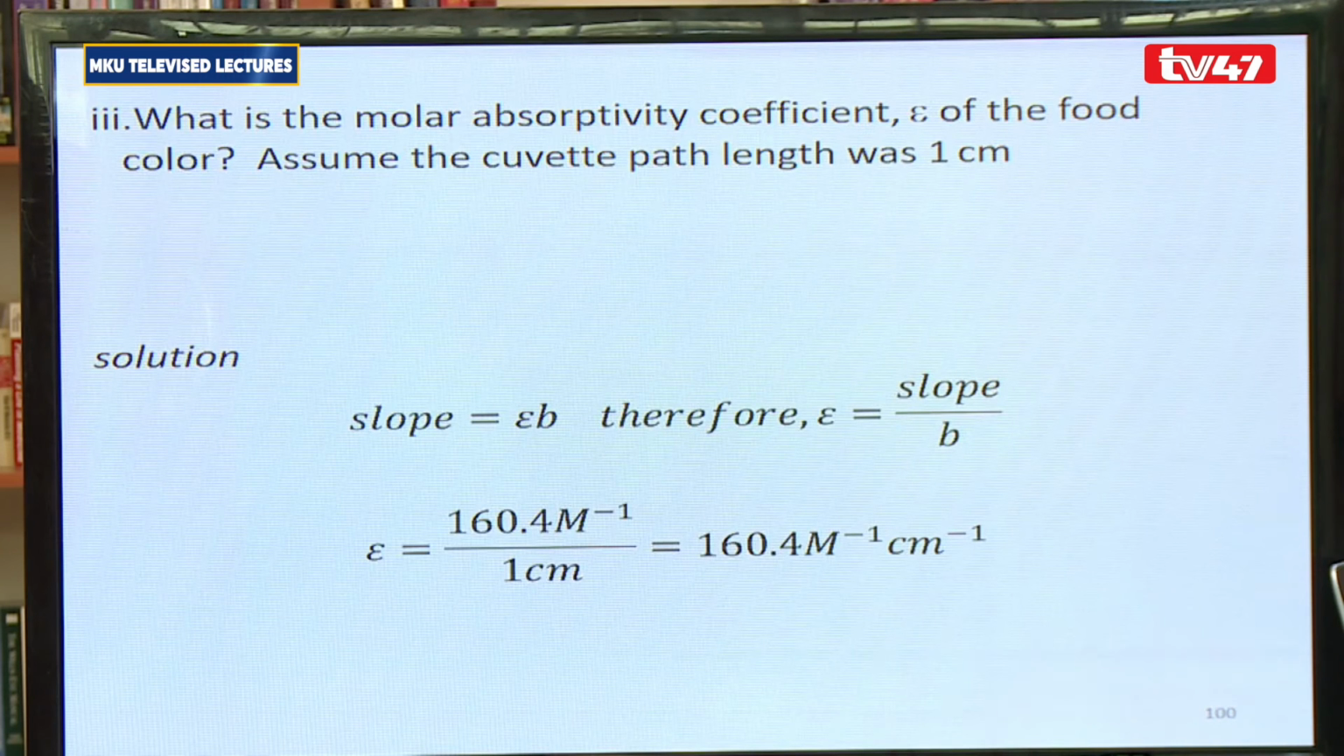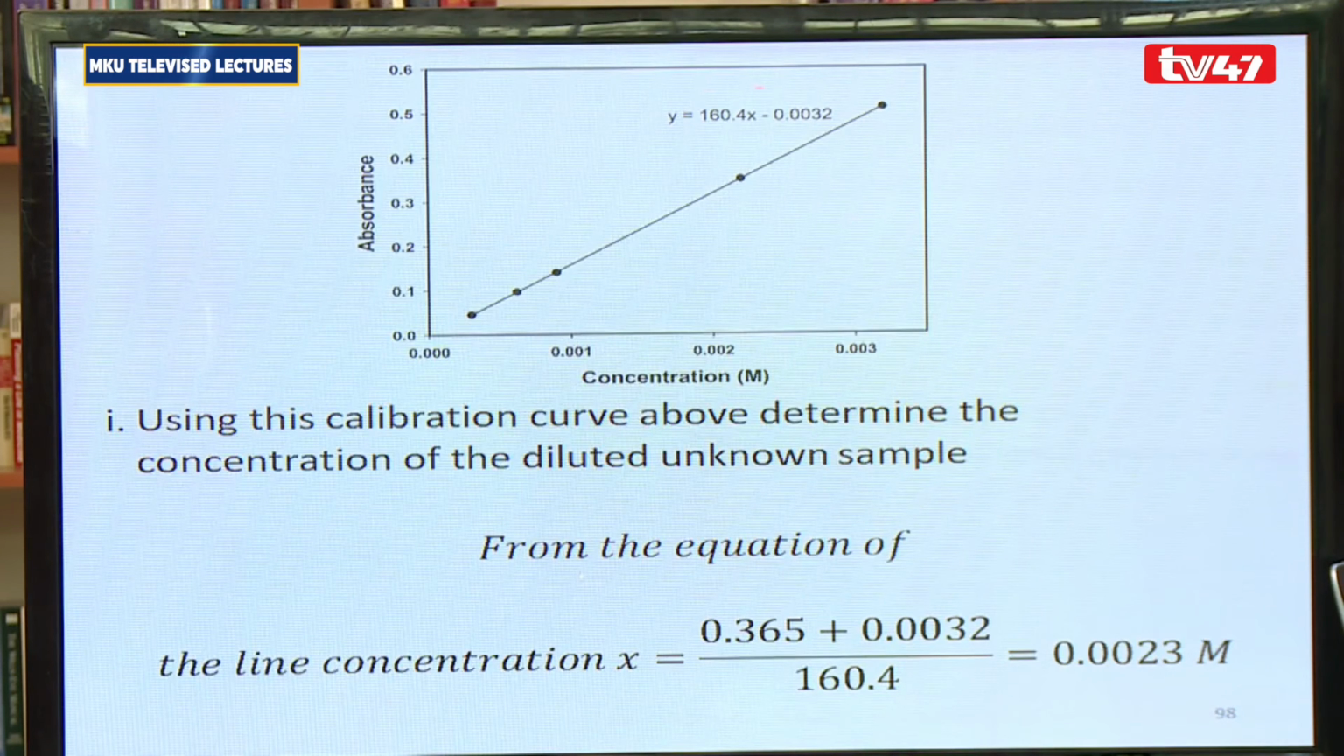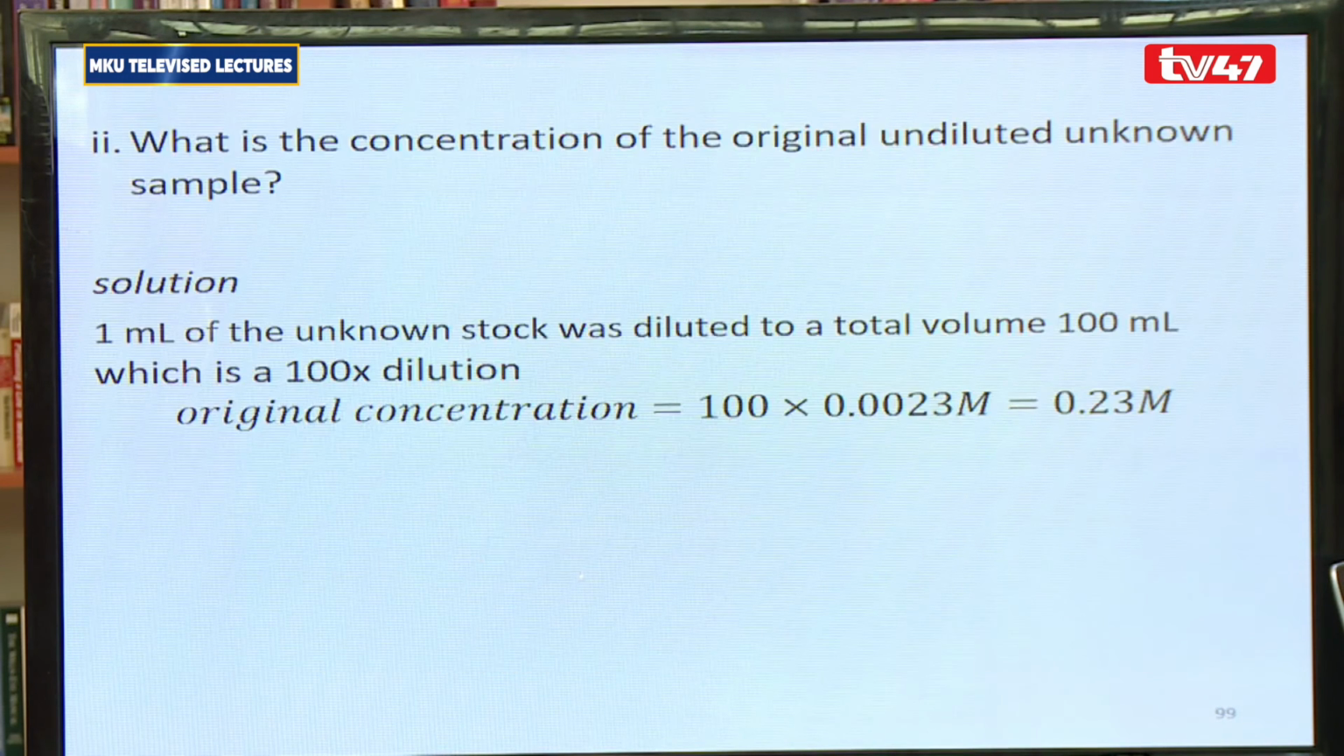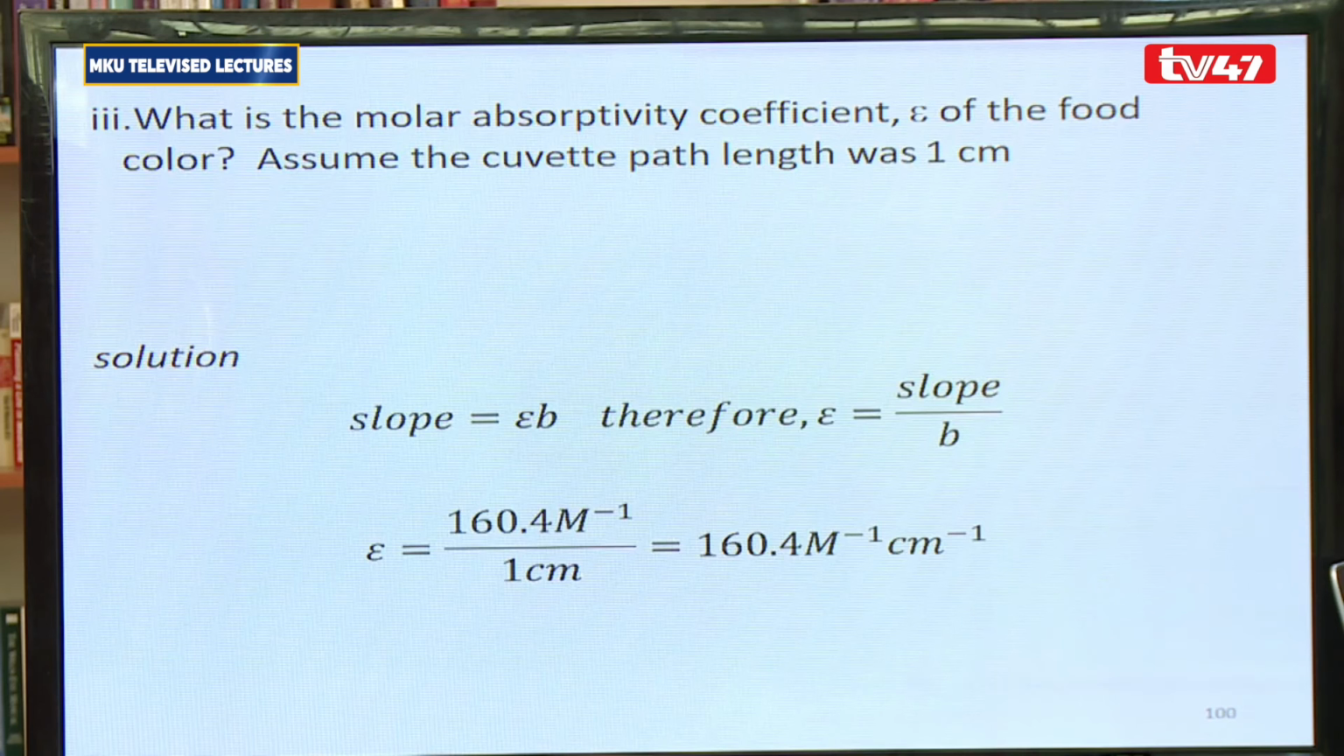The third part of the question requires you to calculate the molar absorptivity, or to report the molar absorptivity coefficient epsilon of the food color. Again, this is doable because if we look at the calibration curve, it has the form of y equals mx plus c. C is the intercept and m is the slope. And here we know that m is 160.4.